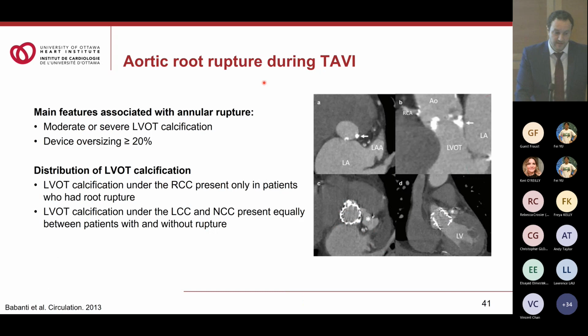Now, root rupture is also a devastating complication of TAVI, and really the main features that have been well established are moderate to severe LVOT calcification, that is one of the main features, and device oversizing over 20%. In the early data, in this study, they had looked at about 30 patients who had root rupture, and they had matched them with patients who had not had a root rupture. They found that if there was calcification of the right coronary cusp, patients would have an increased risk of root rupture, and those were more represented in their rupture cohort than in the non-rupture cohort, interestingly.